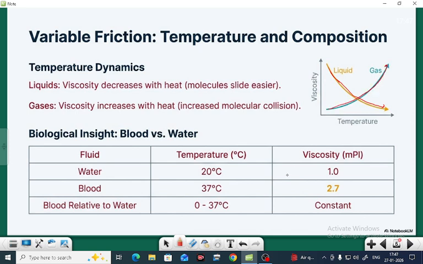It is increasing, right? Biological insight: blood versus water. Water at 20 degrees centigrade has viscosity 1. Blood at 37 degrees centigrade is 2.7. Blood relative to water from 0 to 37 degrees centigrade is constant.